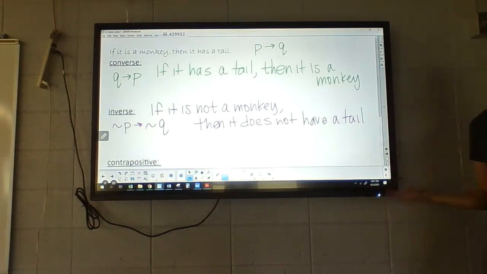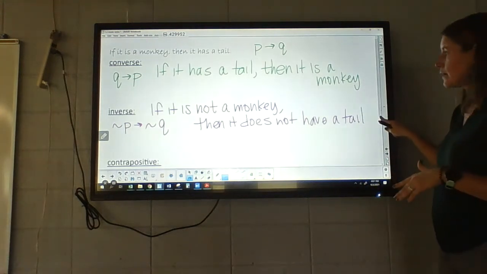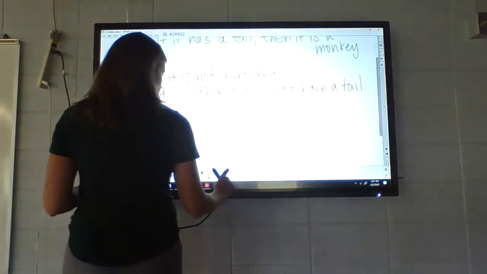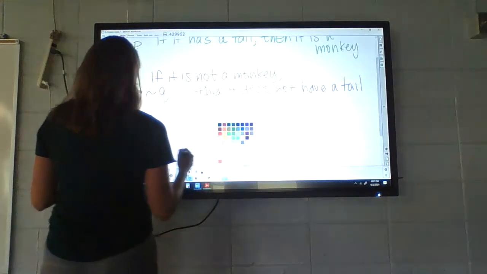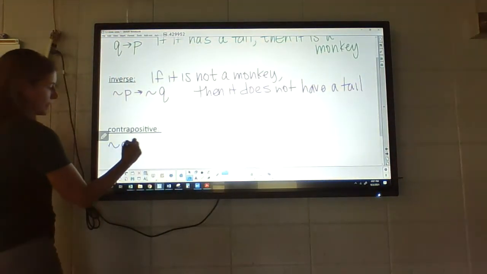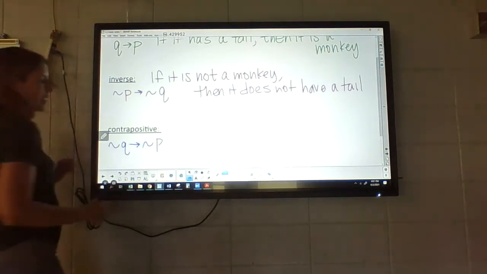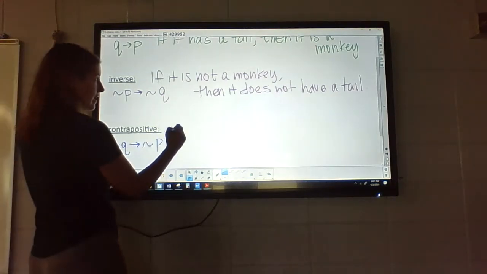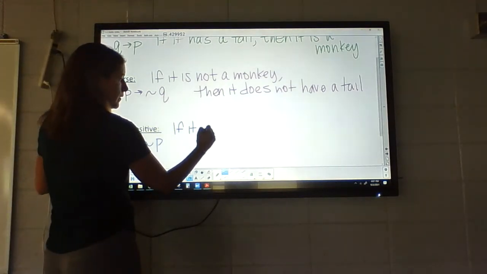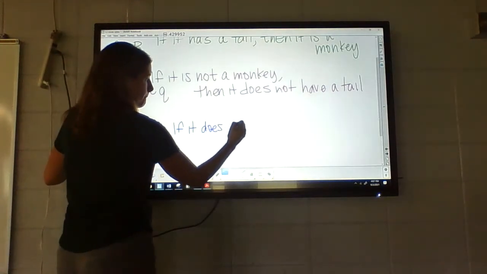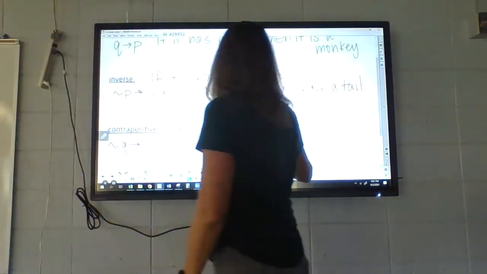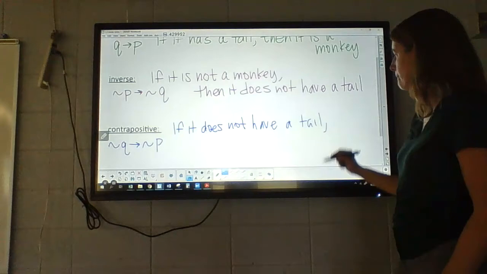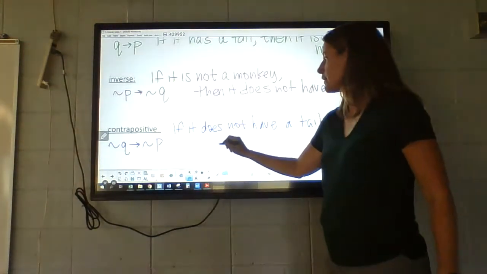Now the contrapositive takes both of these and mushes them together. So it makes them both nots and it flips the order. So let me show you guys that one. So it's not Q implies not P. And again, we always go back to the original. So starting with the tail: if it does not have a tail, then it is not a monkey.